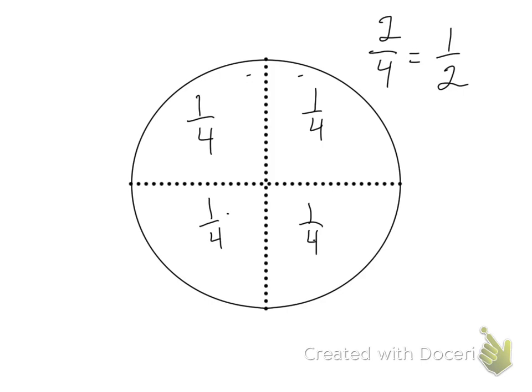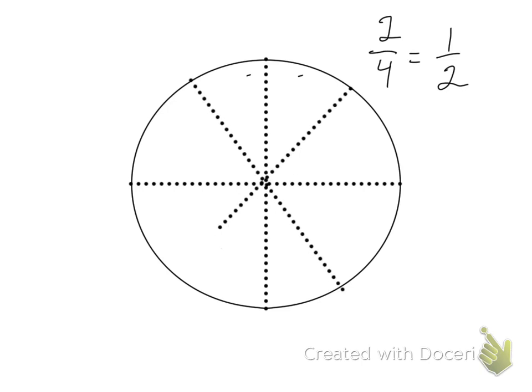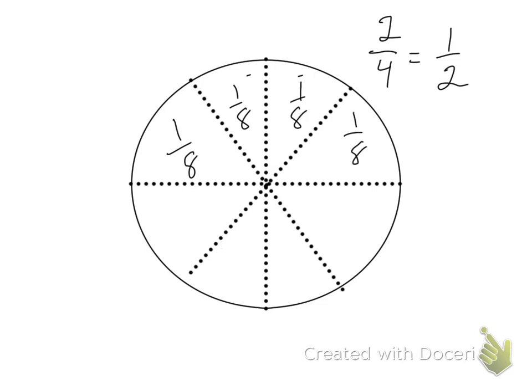So let's fold this circle in half again. If I fold my circle in half again, my circle would look like this when I unfolded it. How many equal pieces do I have? I have 8 of them. So each of these pieces is called 1/8. So I had 1 half, 1/4, and now I have 1/8. There are 8 pieces in a whole.